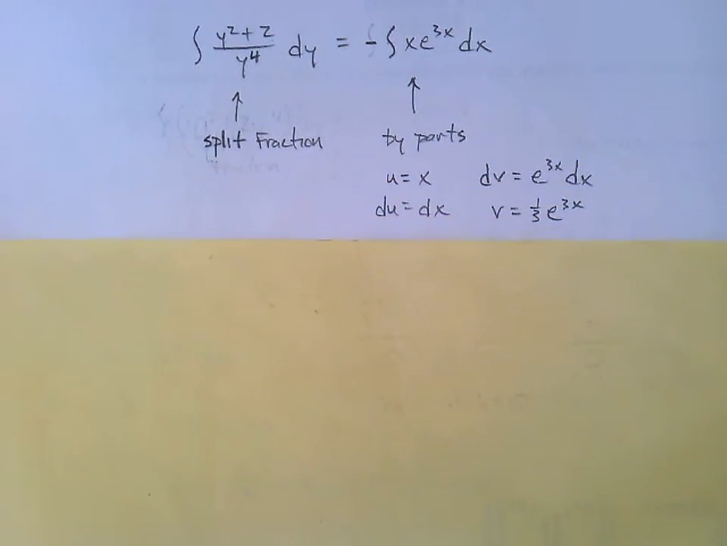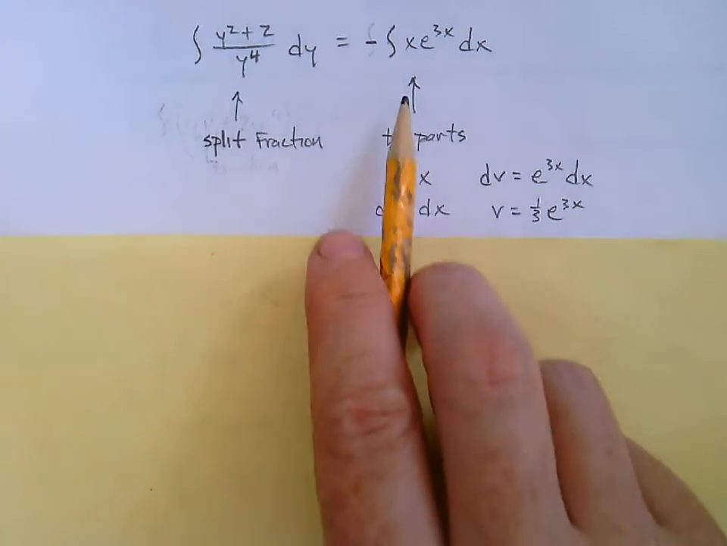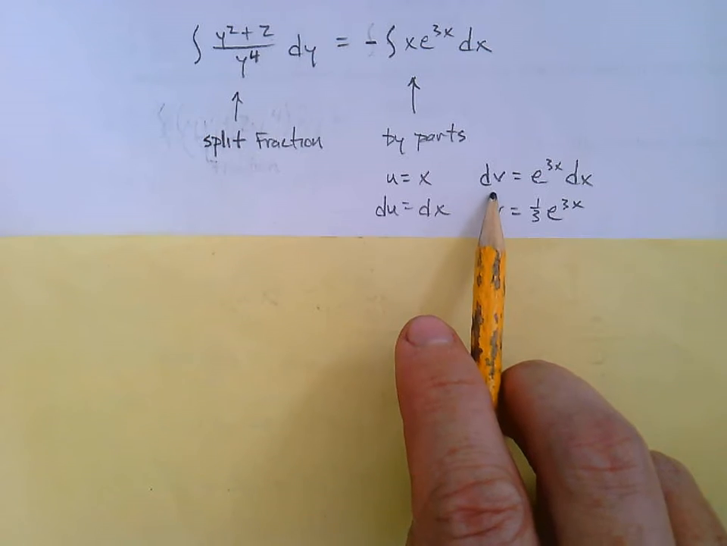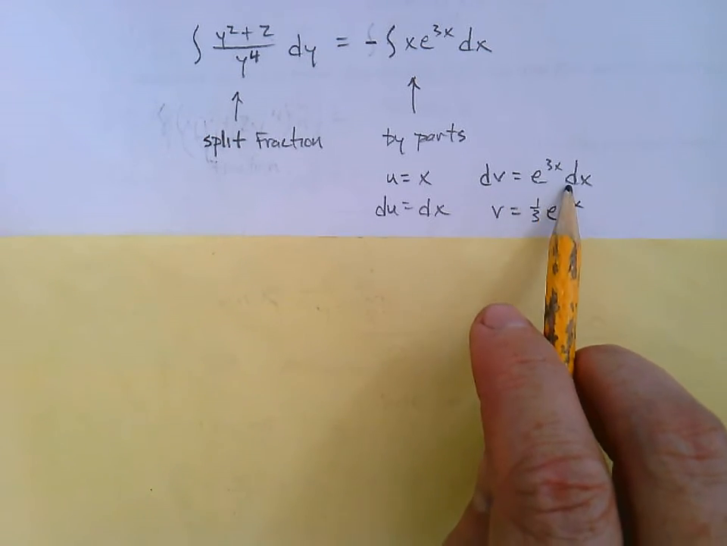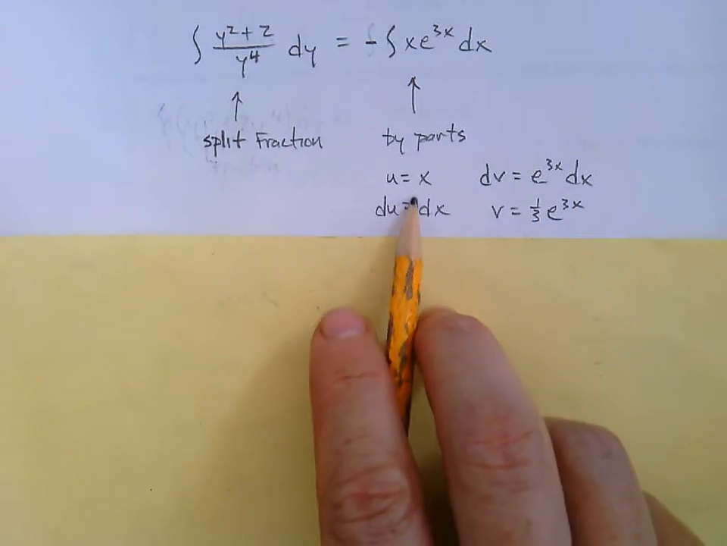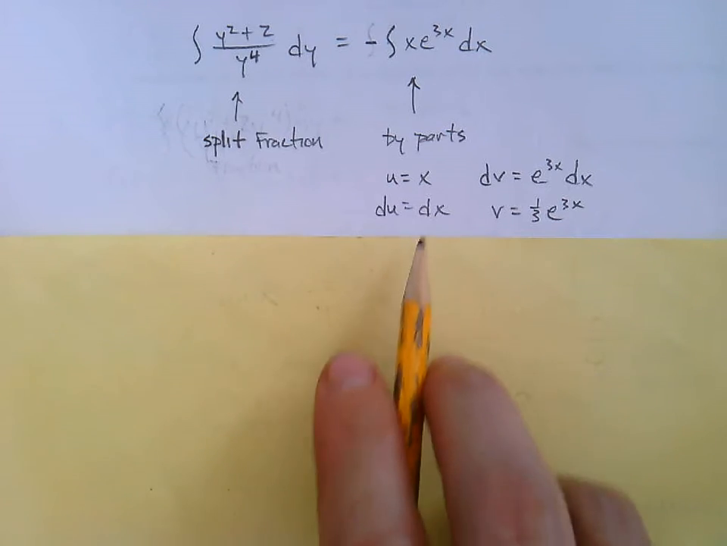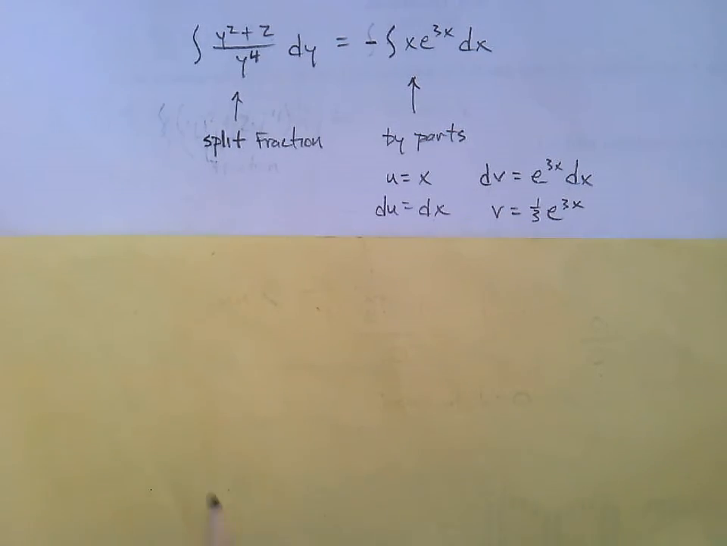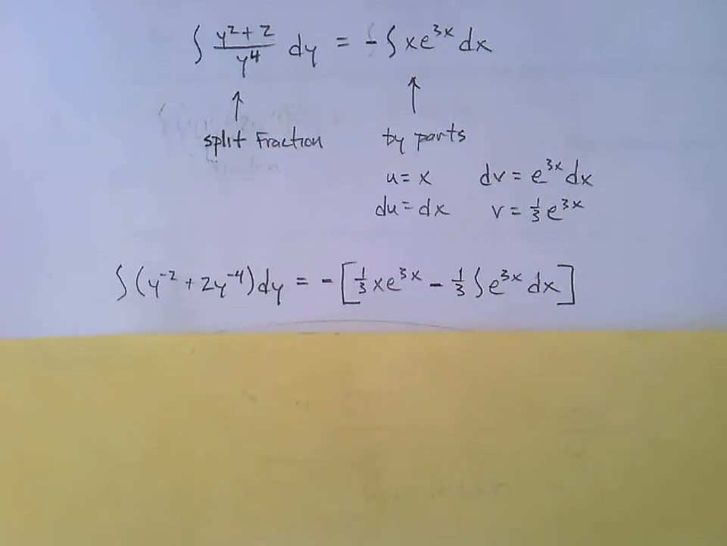So here's the setup for this integration by parts. We're going to take u equal to x. We're going to take dv equal to e to the 3x dx. So that means du equals dx, and that means v equals 1/3 e to the 3x. And then we're going to do what we do on the left side as well. So here's what I have so far.